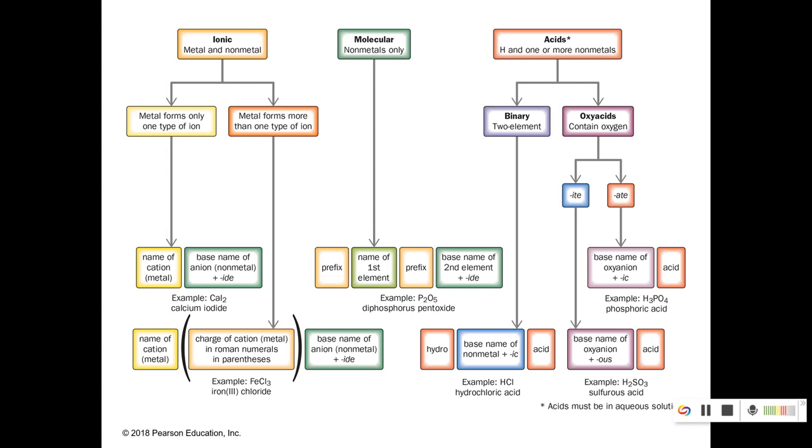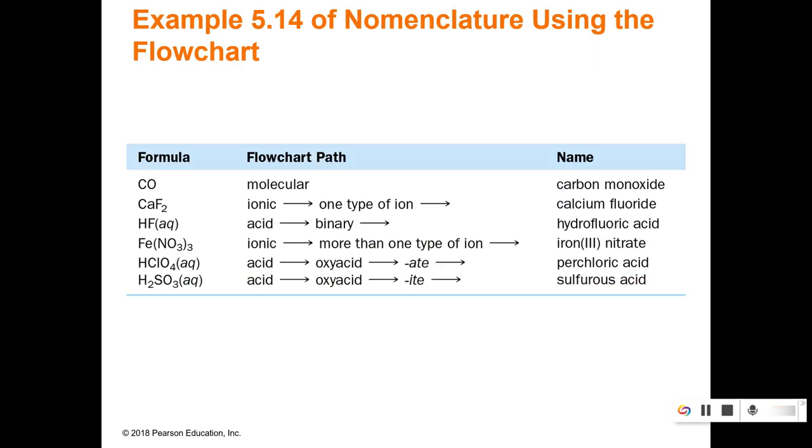Here is a huge flowchart meant to help you with naming. Okay. And here's just a process. You are going to have to go in and identify, is this ionic? Is this molecular? Is this an acid? And then if it's ionic, you need to say, is it type 1 or type 2? If it's an acid, is it binary or is it an oxyacid? And then you just need to go through the thought process and decide what is what.